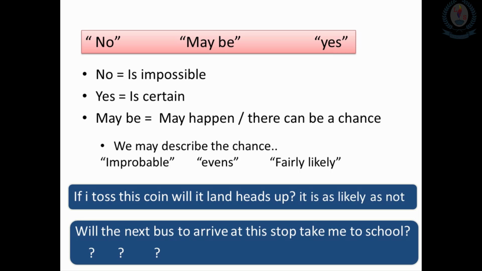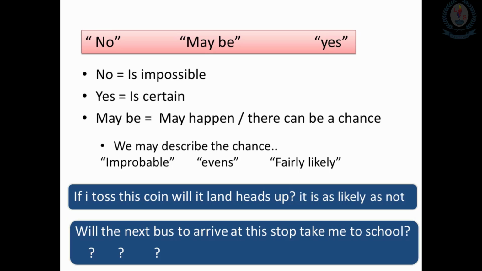The answer is no when the event described is impossible. The answer is yes when the event is certain. And we use maybe when there is a chance involved. It may happen. That can be a chance. If we know something about the event described, we may describe the chance that it will happen using words such as improbable, fairly likely.